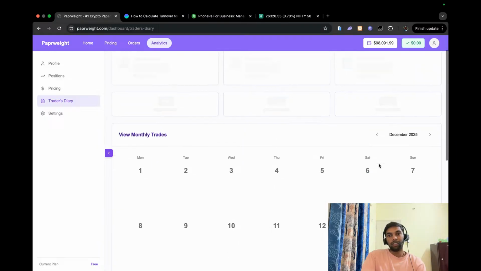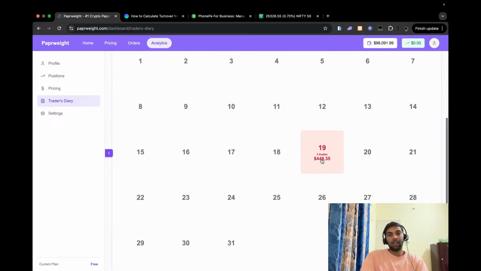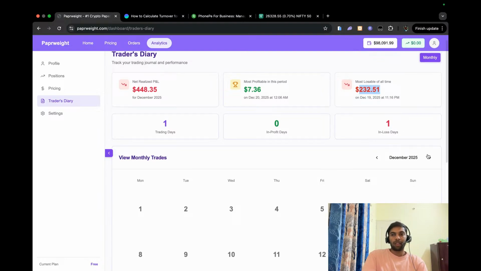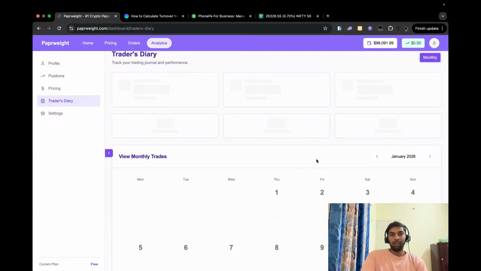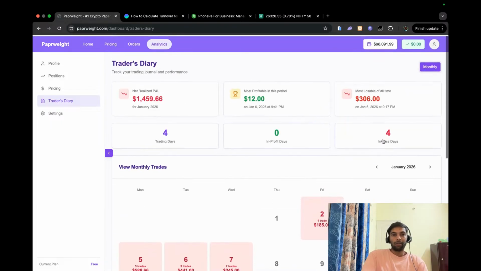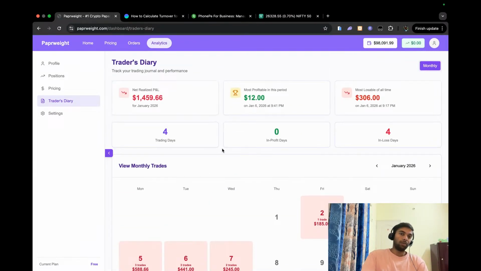And if we jump to December, you can see that on the 19th of December I took 3 trades and I suffered $48 in losses. Out of them, one might have had a little bit of profit, but that doesn't amount to much. Let's go back to January. It will fetch the data for January, and this is 4 trading days, and out of 4 trading days I lost in all four of them. So this is how you can get more insights. Later on I will add some more graphs so that you can get better insights.